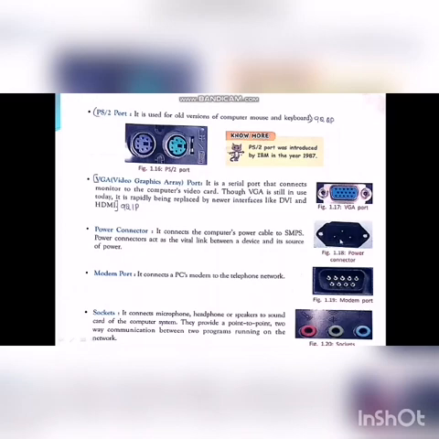Next one is the power connector. It connects the computer's power cable to the SMPS. SMPS already we studied. That is switched mode power supply. So power connectors act as the vital link between the device and its source of the power. So to connect the power supply to the SMPS, power connector is used. Next, modem port. Modem port, it connects the PC's modem to the telephone network.